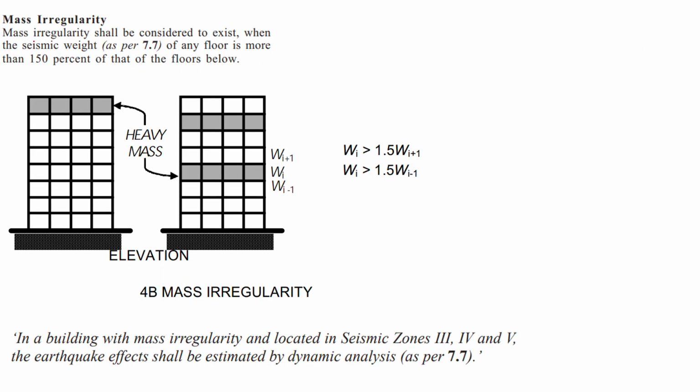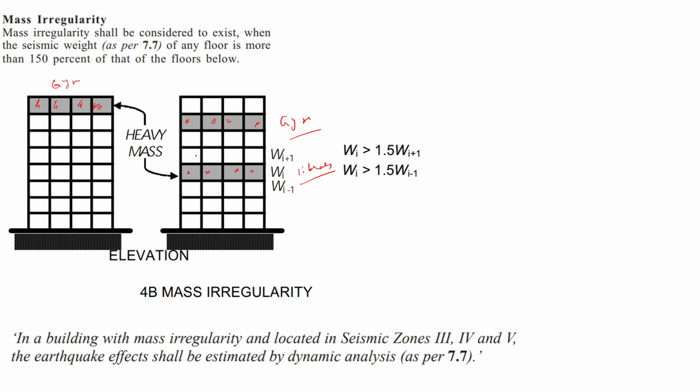Now, mass irregularity, this is something that we should work on. There will be places where, for example, in this building, imagine there is a heavy mass here. Imagine we are placing a gym here, and here maybe a library or something like that, whatever has a heavy weight. So what do you think will happen?